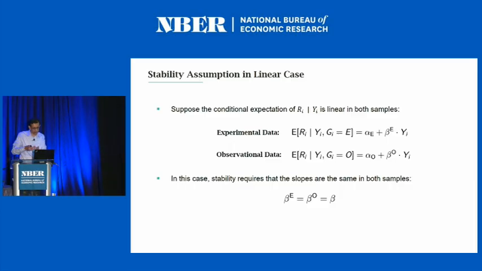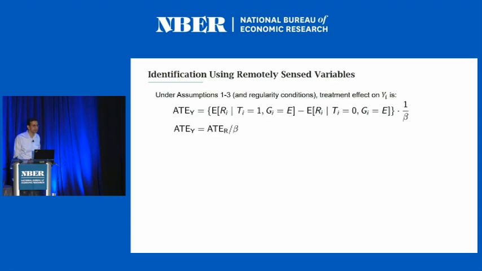So that's the relationship between Y and R. When I change Y by 1 unit, R changes by beta units in both samples. We're making that assumption that that relationship is the same. Okay, so when you have this linear structure and you make the three assumptions we've just discussed, and you have some additional regularity conditions, overlap, and so on, the treatment effect on the primary outcome of interest is very straightforward.